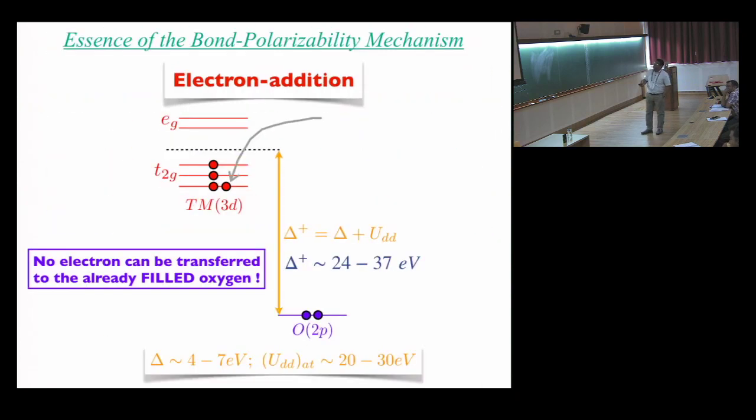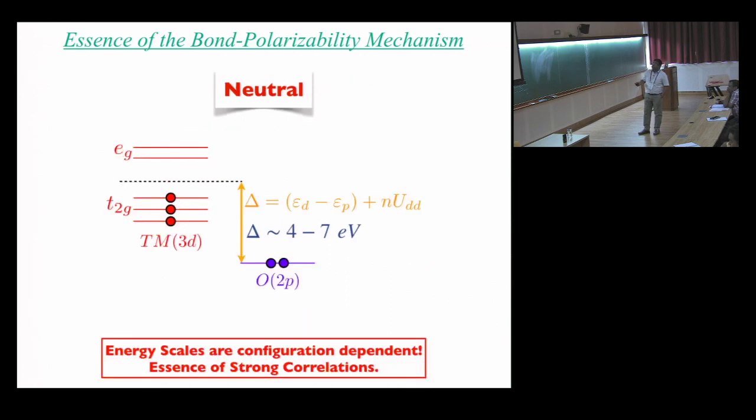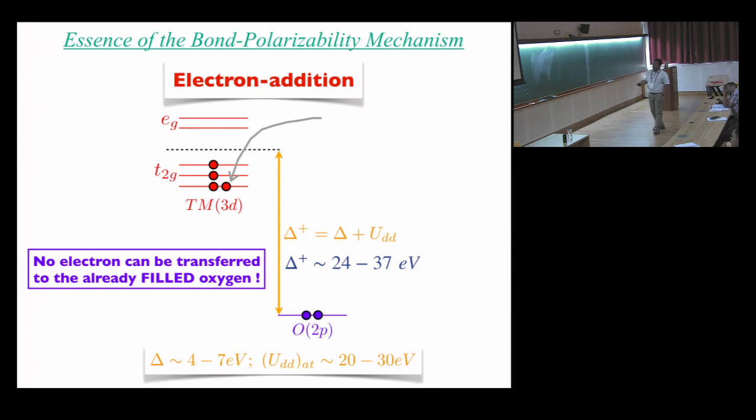Now let's do the electron addition spectrum. Let's add an electron here. We will assume delta is still this reasonable value, but UDD is of the atomic kind of value, and see how it renormalizes. So this is 20 to 30 electron volts. The delta plus now becomes delta plus UDD, because you have an extra electron here that creates an extra repulsion UDD. So delta plus is 24 to 37 electron volts. And remember, delta is the energy required to promote an electron from the ligand to the transition metal. So this is enormous. Of course, things would like to backflow here, but because of phase space restrictions, there's nothing left here, no space.